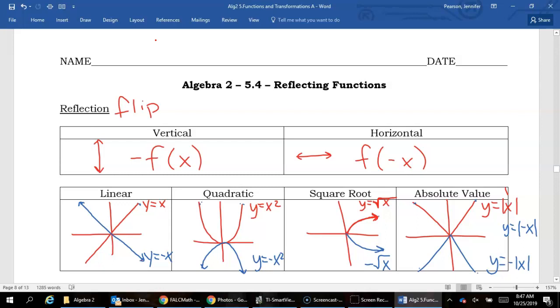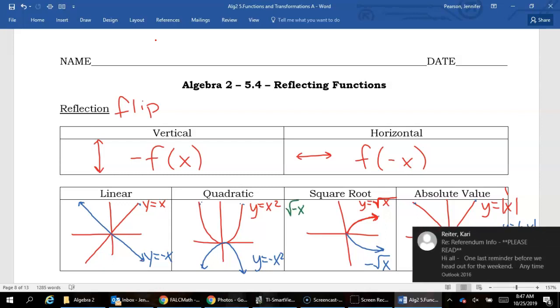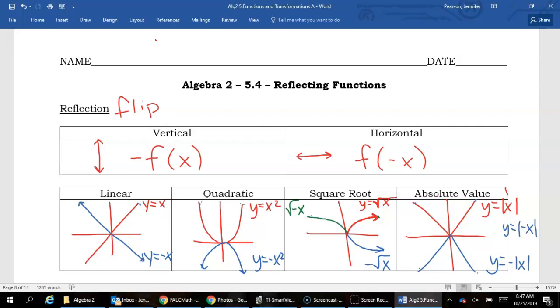And now for my horizontal reflection, if I put a negative inside, that's flipping it left and right. So what's on the right here now flips to the left. So it's going to point this direction instead. So if I'm trying to point it down, I put a negative in front. That's my vertical. And if I'm trying to point it left instead of right, that's my horizontal, I put a negative inside. So for the other three, we're going to focus primarily on vertical reflections. We're only going to really look at the horizontal reflections on the square root graph.